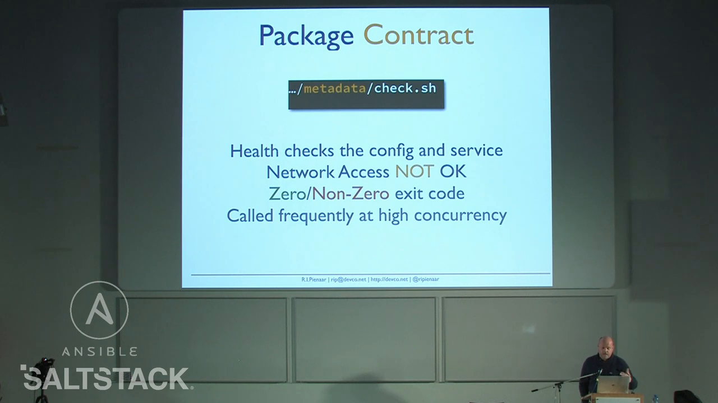So check, you're supposed to only check what happens on your local machine. Don't talk to the network. The reason for that is because I would call this at very, very high concurrency. If there was a 50,000 node data center, I would call it on 50,000 nodes at the same time. We would literally all check a DC in 1 second. So don't talk to the network, because that will go bad. Simple zero or non-zero exit, I don't care what the output is.